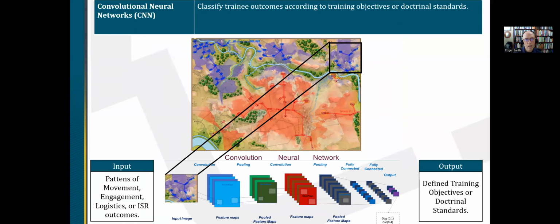And then there's our friend, the convolutional neural network, which is very good at looking at both still images and videos and identifying what's in those still images or videos, essentially classifying them as ISR activities or logistics activities or engagements or movement to contact, being able to look at either a still image and tell you what it represents right now, or look at a video and tell you what is occurring in that short clip of video right now.